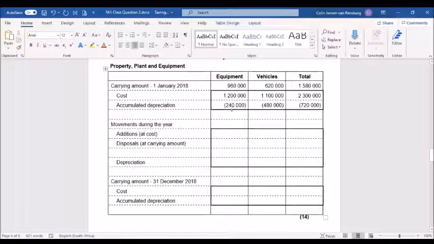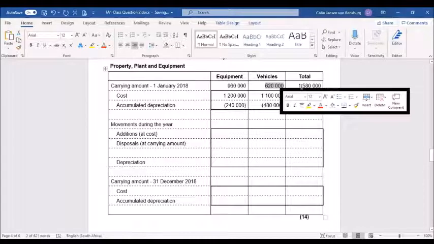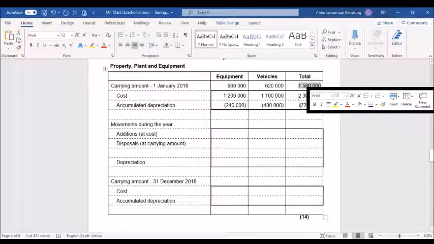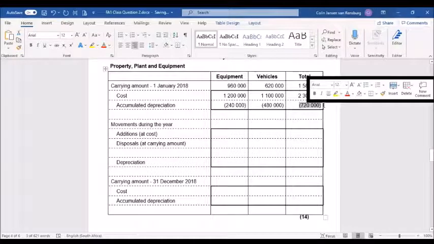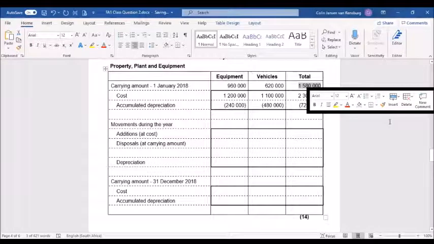Many notes, even our statement of changes in equity, the same principle. We must always double check our figures. So the 960,000 plus the 620,000 must give us 1,580,000. And to double check that, we are going to take the 2,300,000 minus the 720,000. That must also give us 1,580,000. If it doesn't, then we've made a mistake.